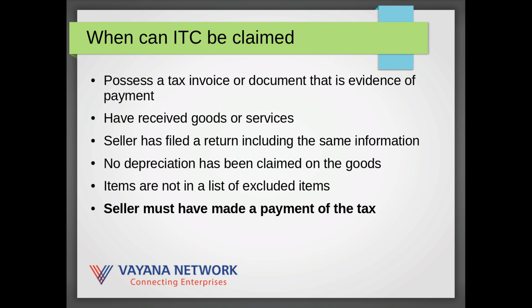A quick note to indicate when and under what circumstances an input tax credit can be claimed. Business needs to have a tax invoice or a document that is evidence of a payment and a purchase. It should have received those goods or services. The seller has to have filed a return including the same information. The buyer can't have claimed depreciation on these goods, and there is a list of excluded items on which ITC cannot be claimed. So obviously the particular items should not be in that particular list, and fairly importantly, the seller must have made a payment of the tax on those items.